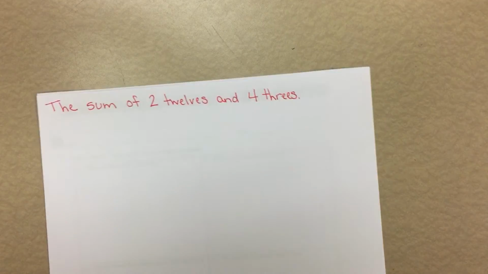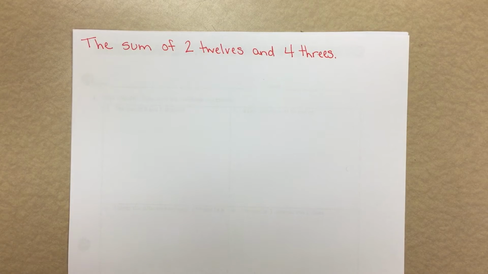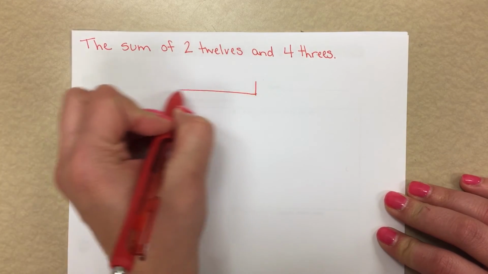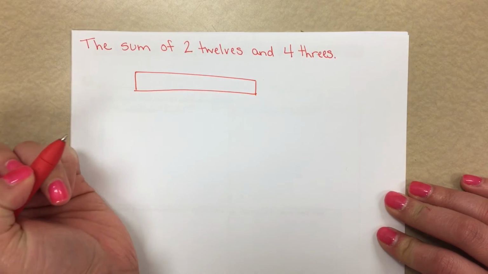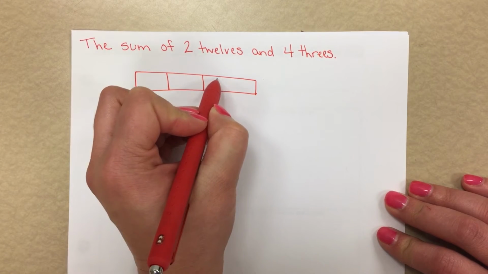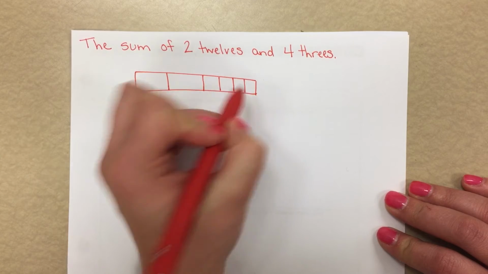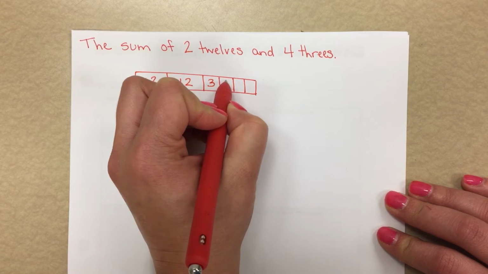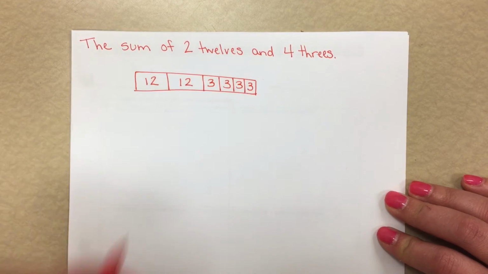Last example before we move on to the problem set. So this one, the sum of 2 12s and 4 3s. Now this tape diagram, if I wanted to draw it out, would look a little bit different because it's the sum, it's not the product. So it's the sum of 2 12s and 4 3s. So I would have 12, 12, and then 4 3s: 1, 2, 3, 4. And then I would have to add all of those together.